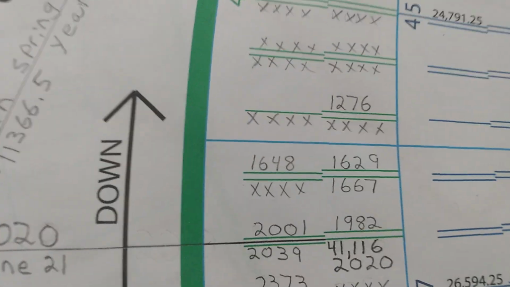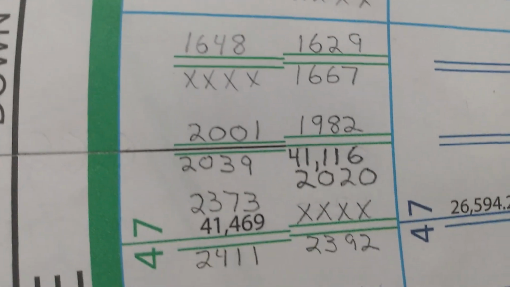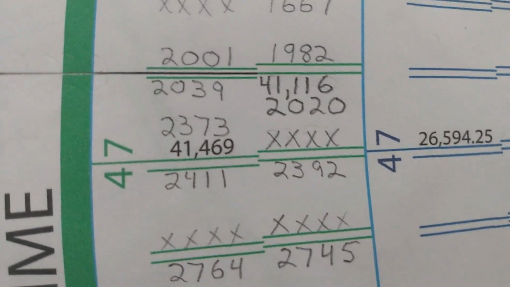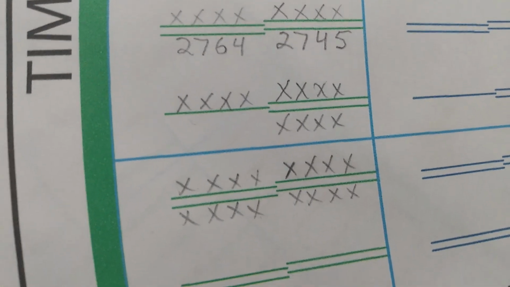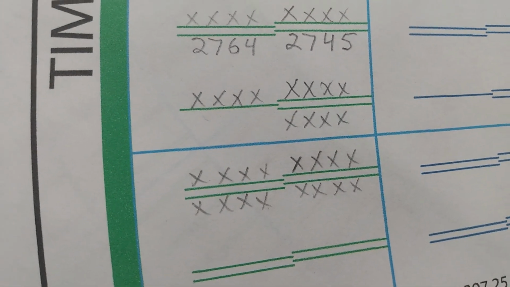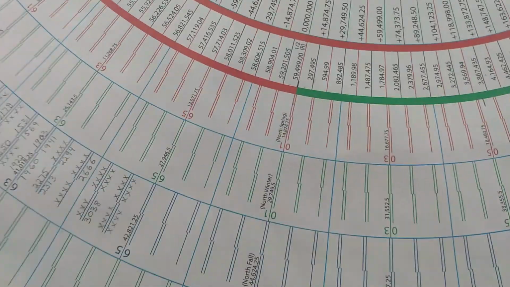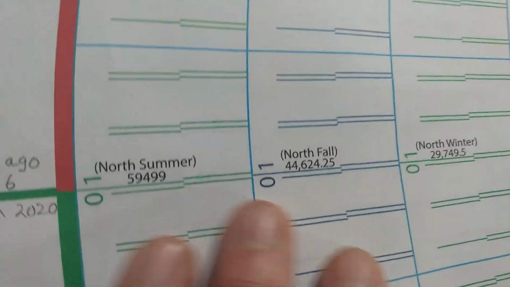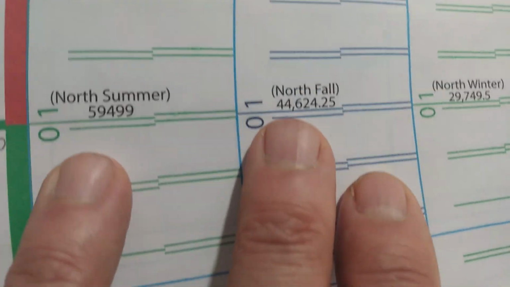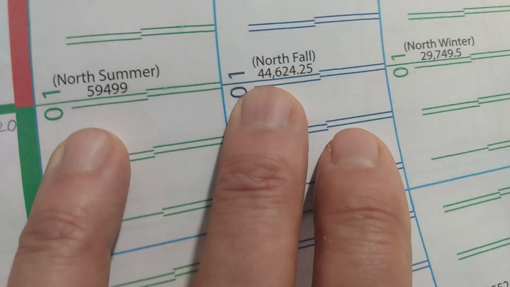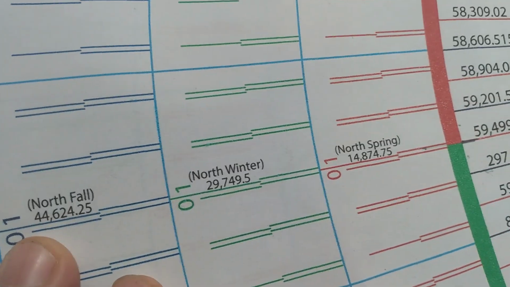And then they get to be showing up a lot more, and then showing up less until they are non-existent in the year 2764. So there's that one. Then I'm going to move on to this North Fall right here.